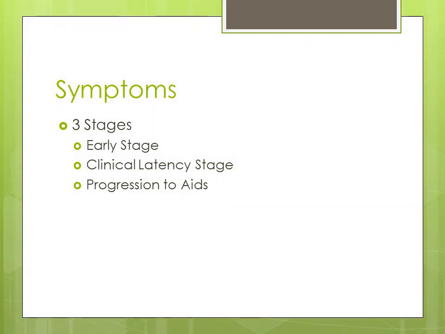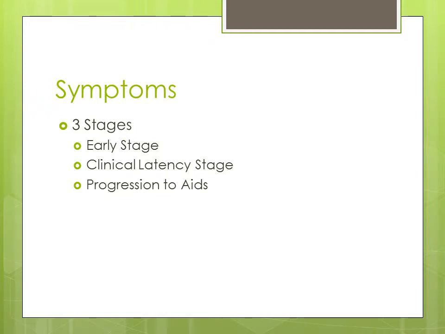HIV symptoms. There are 3 stages to HIV: early stage, clinical latency stage, and progression to AIDS stage. In the early stage, a few symptoms may include fever, swollen glands, sore throat, rash, fatigue, muscle and joint aches and pains, and headaches. After the early stage of HIV infection, the disease moves into a stage called the clinical latency stage. Latency means a period where a virus is living or developing in a person without producing symptoms.